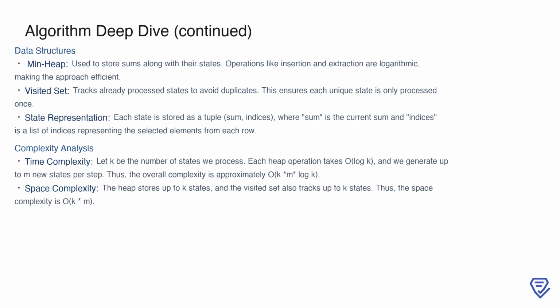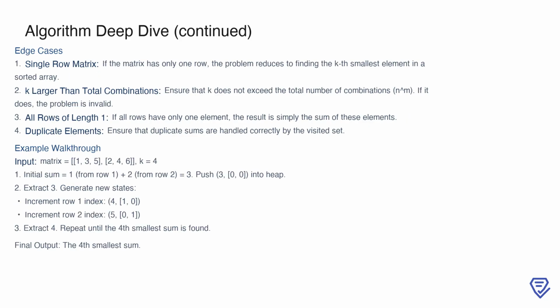In terms of complexity, the time complexity depends on the number of states we process, which is k. Each heap operation takes O(log k), and for each state, we generate up to m new states. Thus, the overall complexity is approximately O(k m log k). For space complexity, both the heap and the visited set store up to k states, resulting in a space complexity of O(k m). Finally, let's address some edge cases.